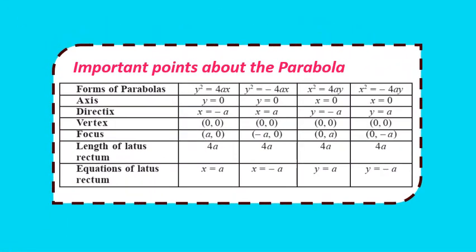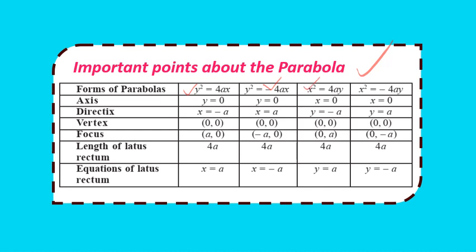Now a few important points about the parabola. If the equation is y square equals 4ax, then the axis is y equals 0, directrix is x equals minus a, vertex is (0, 0), focus is (a, 0), length of the latus rectum is 4a, equation of the latus rectum is x equals a. Now if the equation is y square equals minus 4ax, then the axis is y equals 0, directrix is x equals a, vertex is (0, 0), focus is (minus a, 0), length of the latus rectum is 4a and the equation of the latus rectum will be x equals minus a.